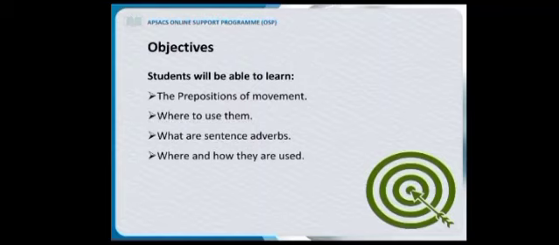The objectives for today are: students will be able to learn the prepositions of movement and where to use them, and what are sentence adverbs and where and how they are used.